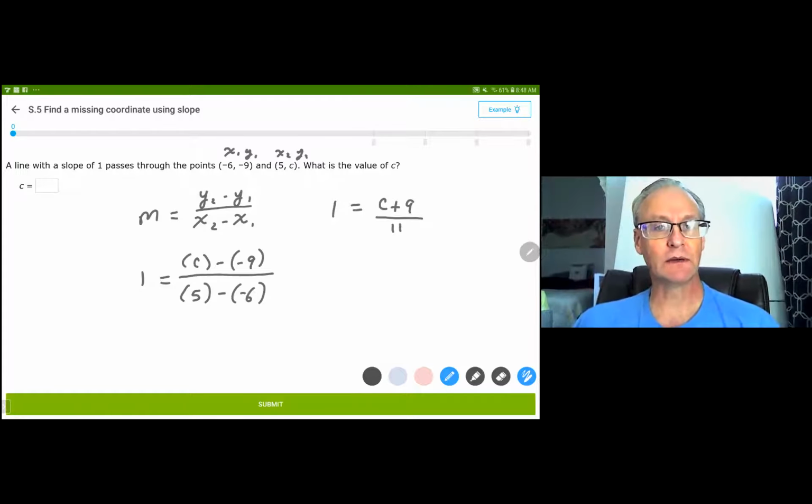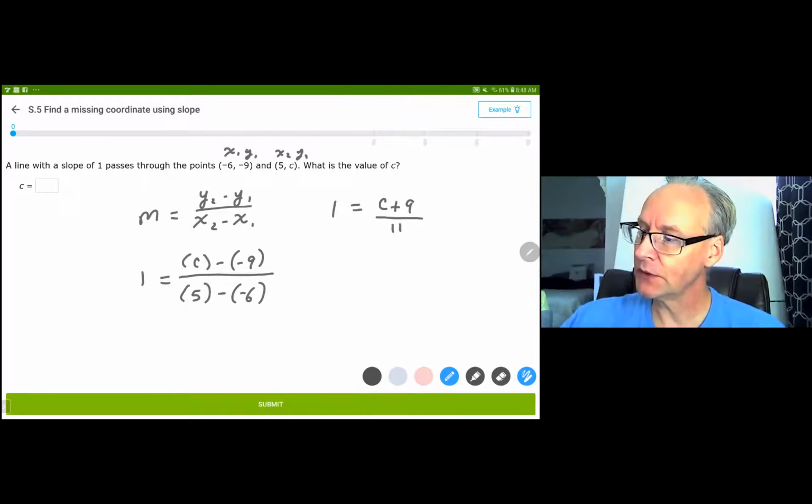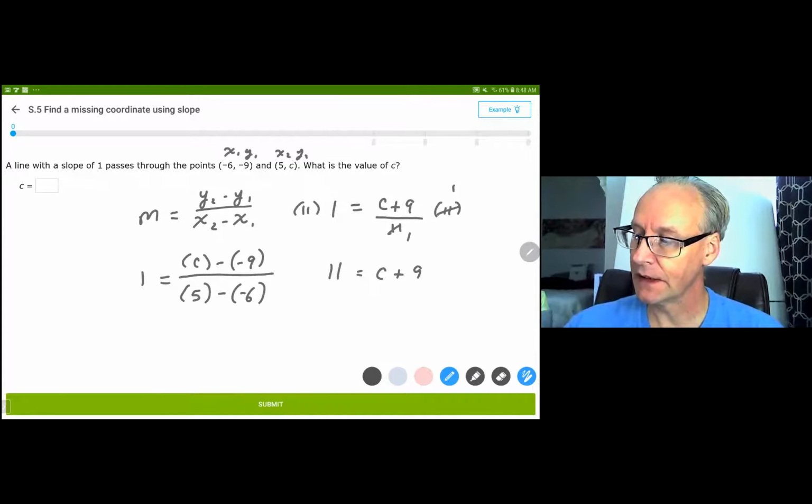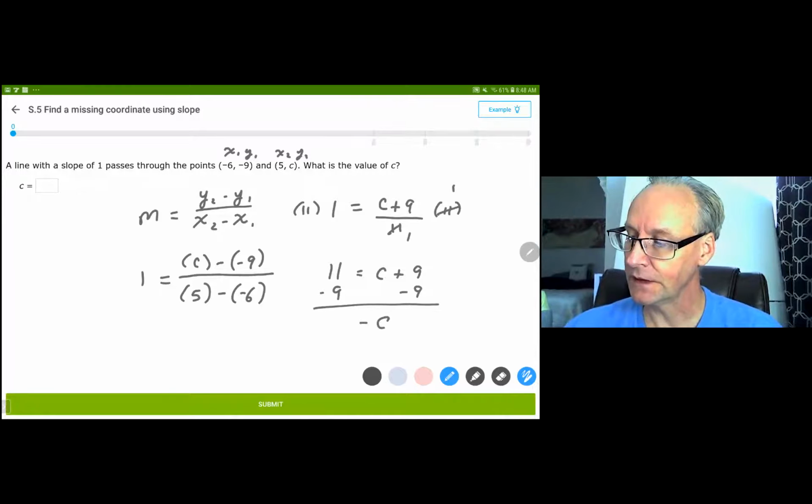Now, a lot of people are going to say, well, I'm going to go ahead and multiply by 11 on both sides. Some people are going to think of this as cross multiplying. Either way works. A lot of times you're going to get a fraction for your slope, and so we'll do the cross multiplying at that point. This one, I'm going to go ahead and multiply by 11 on both sides. And the 11s cancel and give me 1s. And the C plus 9 is still there. And I'm going to subtract 9 from both sides, of course. And C is equal to 2.